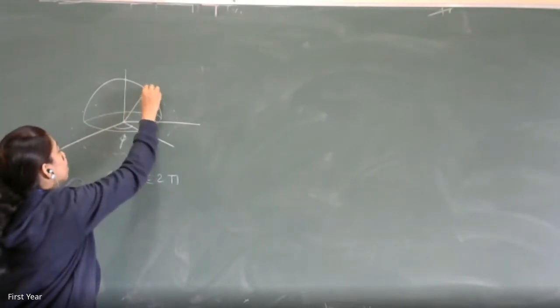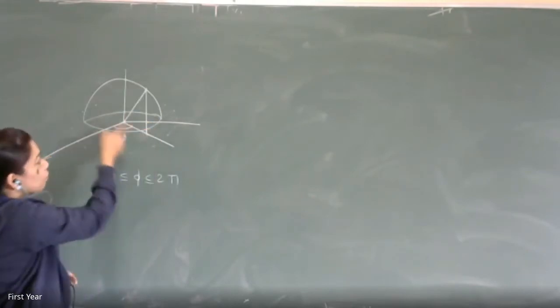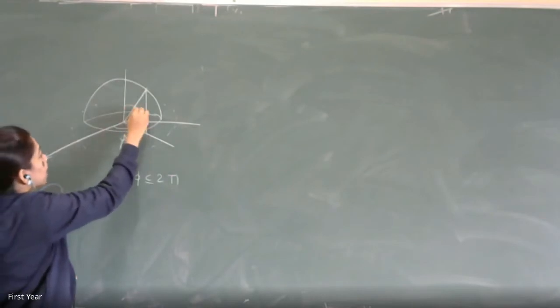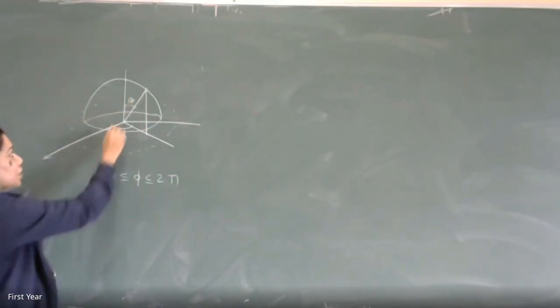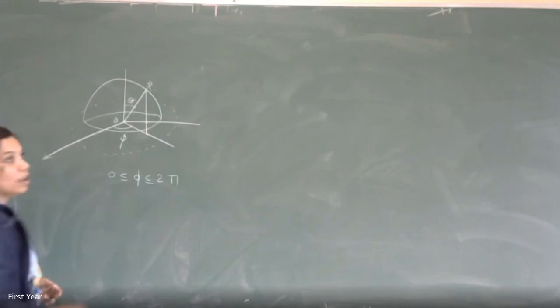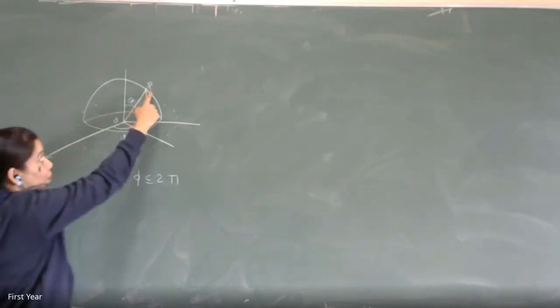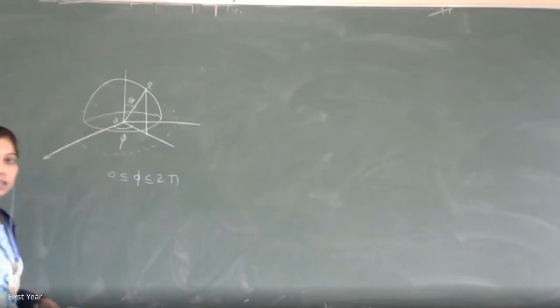And we had drawn a perpendicular like this, and we got this plane. Now this angle which is there, that is theta. This is O and this is P. What is theta? Theta is the angle made by the line OP with the positive z-axis, and that angle should be minimum.